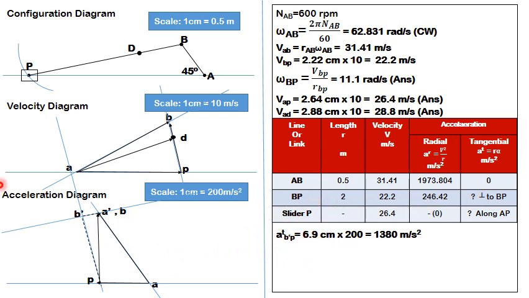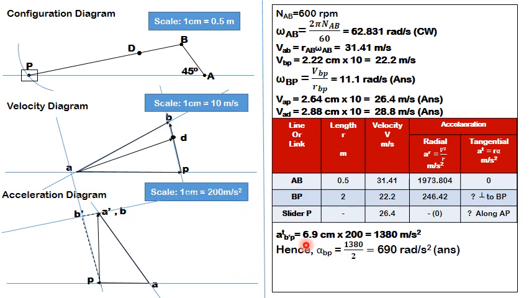That is, you measure the length of this one, the length of a t b dash p or b dash p vector, which comes around 6.9 centimeter, multiply it by the scale which we have, and the answer is 1380 meter per second square, which should be written here. So this value comes here, and using this we can calculate the value of alpha easily, and that's what is asked. You need to find out the angular acceleration of BP.